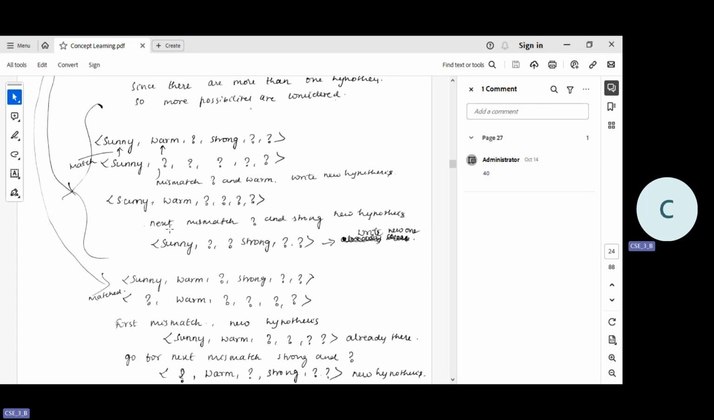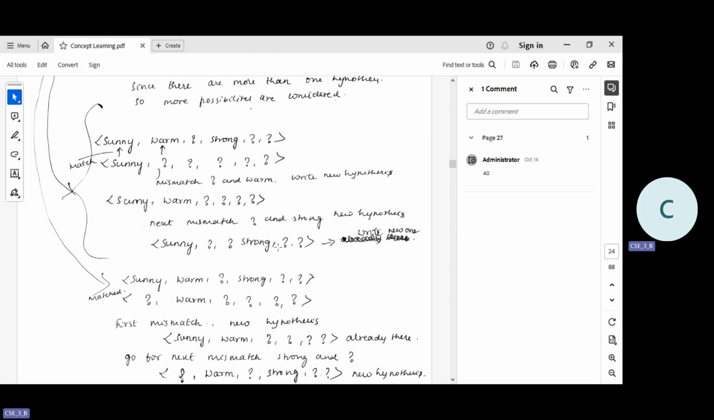Next we have to see the next mismatch, that is the question mark. We observe the strong value, that is the consideration, and then we write the new hypothesis. There is a next mismatch. With sunny the same as it is, and then question mark, this case we have already considered. Then question mark and question mark, and there is a first mismatch again, strong. We have considered this strong, then question mark, question mark. The first case we have already written.